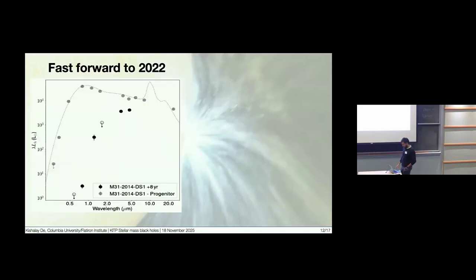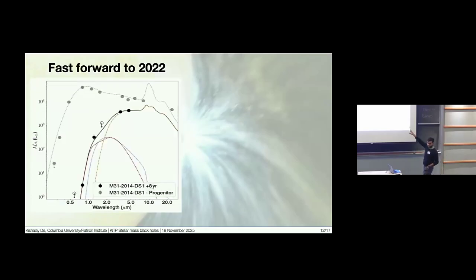And fast forward to 2022, turns out that this source turned from being this blue luminous supergiant to this very dust-obscured source. You see, in the optical, it has plummeted by a factor of 10,000 in optical luminosity, so it's really not there. And it's still there in the mid-infrared, and we can fit our favorite dust model to it again.